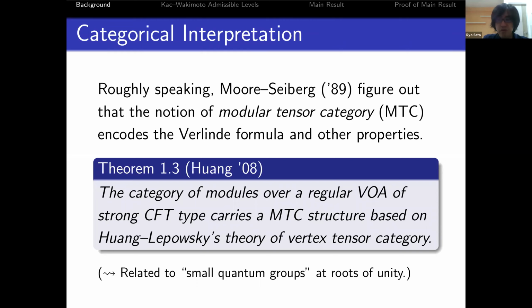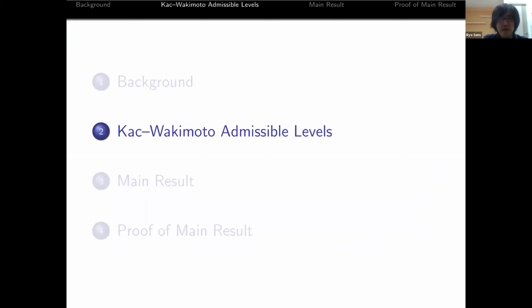So this modular tensor category is also deeply related to the small quantum groups at roots of unity. This is a very deep fact, but today we only consider the vertex algebra side. Okay, so let's move on to the Kac-Wakimoto admissible level cases.